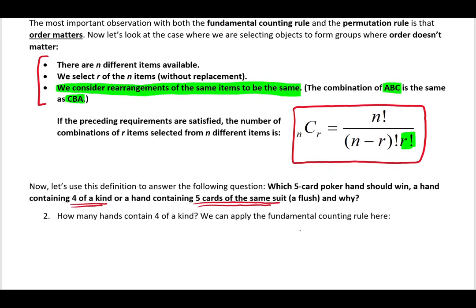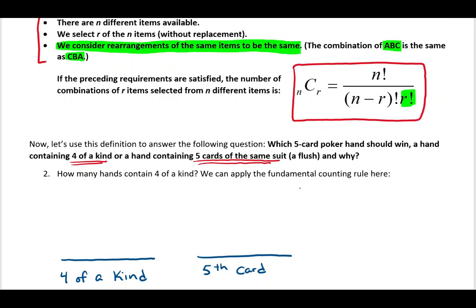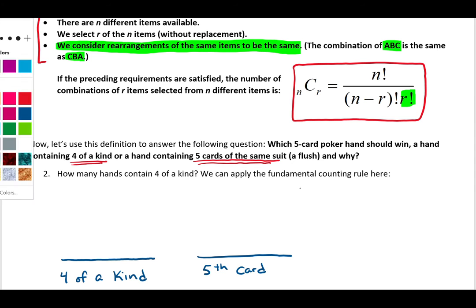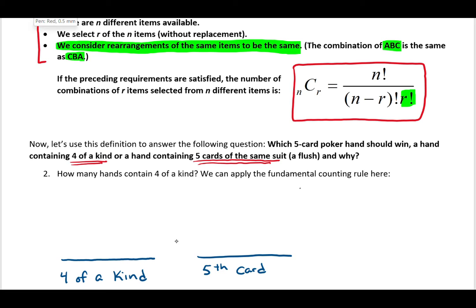So let's start with 4 of a kind. How many ways, and we're not going to need the combination rule for this one because it's a small number of options. So how many hands contain 4 of a kind? Well, there's not that many. In this case, we could basically list them all out. So basically we're choosing 4 cards for the 4 of a kind and then the 5th card. So how many ways can we do this? Well, again, this is a fundamental counting rule problem. We could look at how many ways we could choose those first 4, and then how many ways could we choose that 5th card.